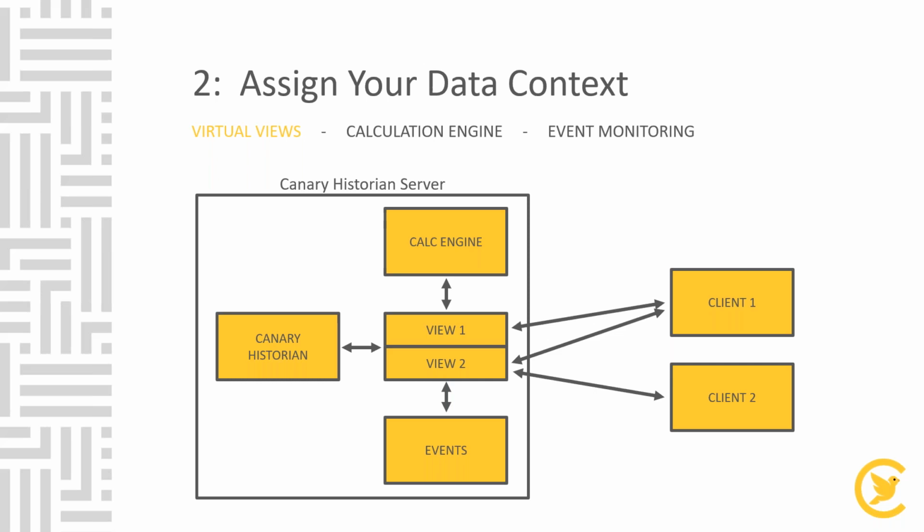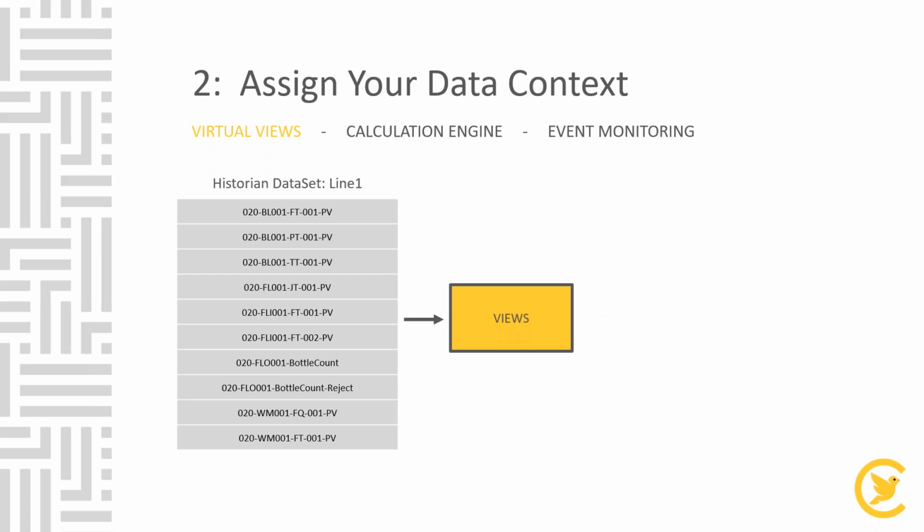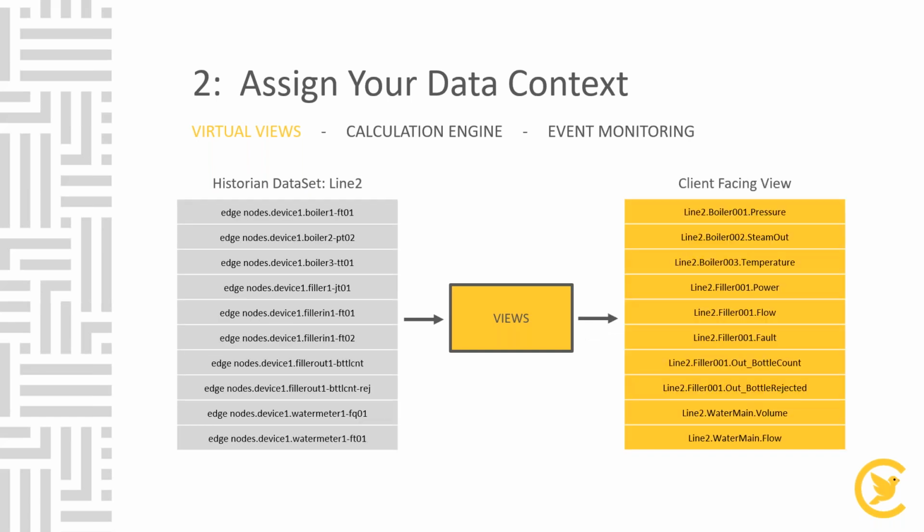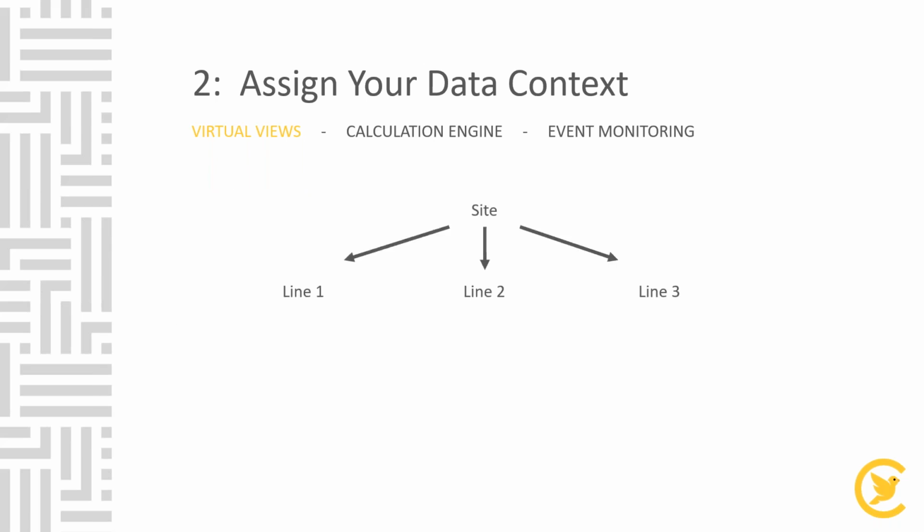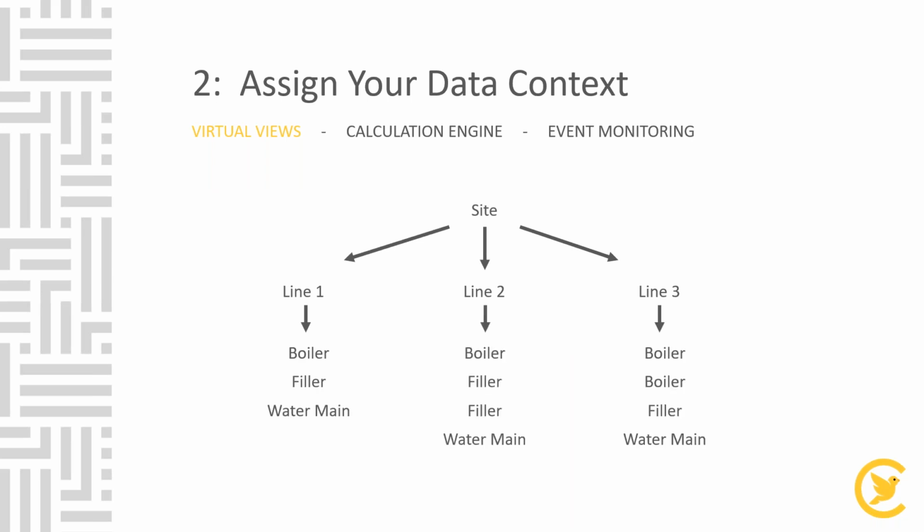As an operator, you want to make sure all this data is authorized and categorized so that it does not get mixed up with each other. So via the view, from the conventional machine data you can go straight to the client-facing view, which the client will find much easier to understand. Here is another example: imagine the site with line 1, line 2, and line 3. You have boiler, fueler, water main, and production line 2 with boiler, fueler, water main, and also boiler, fueler, water main.